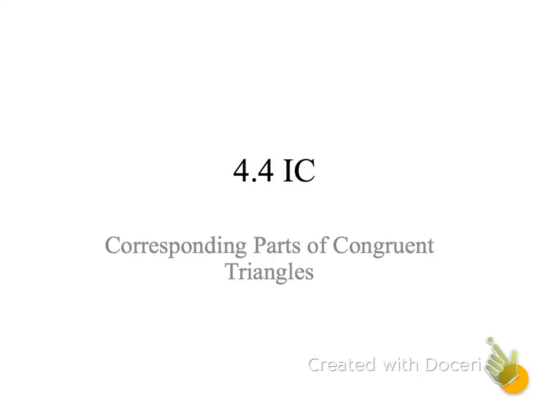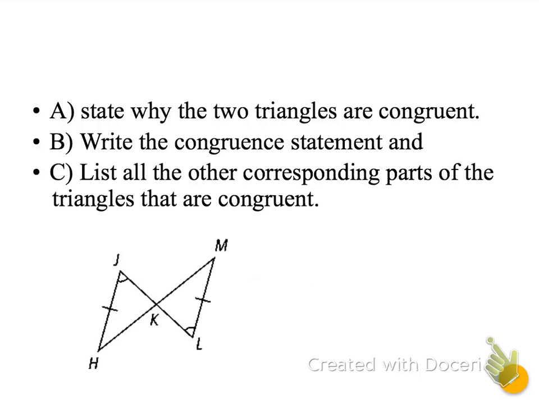So this is going to be the 4.4 video for in class talking about corresponding parts being congruent triangles. So we're going to state why the two triangles are congruent, write the congruent statement, and list all of the other corresponding parts to it. So first, why are the two triangles congruent? Right now I only have two things that are congruent, so I need to make something else congruent.